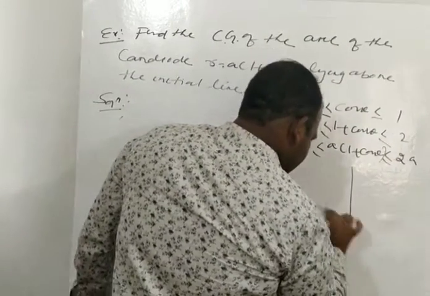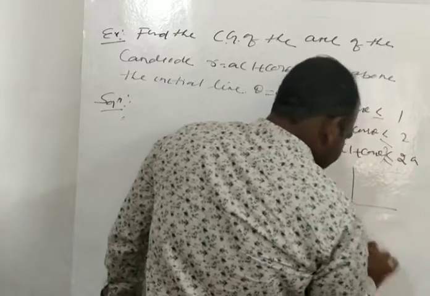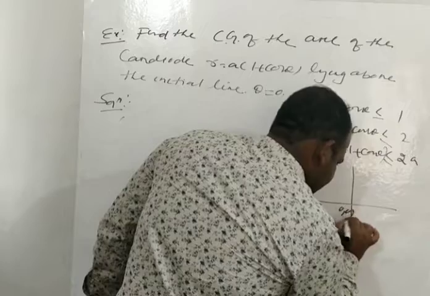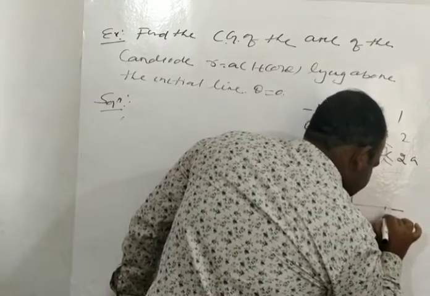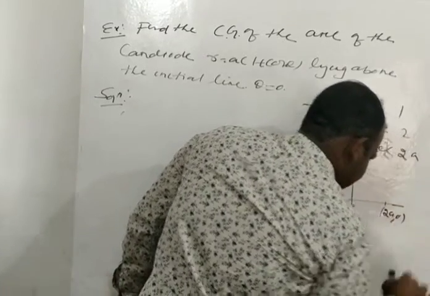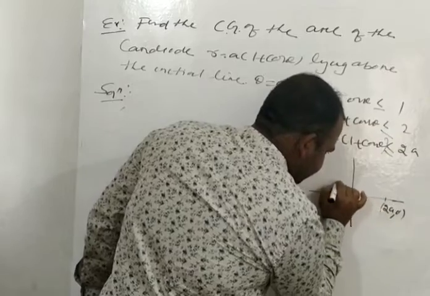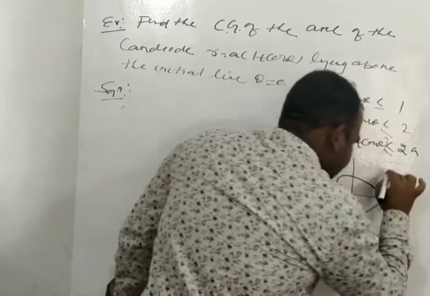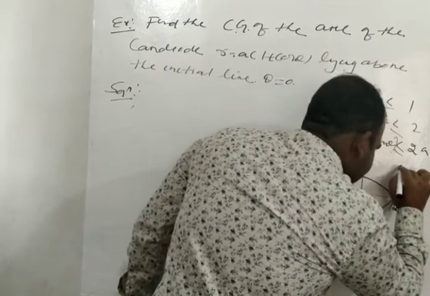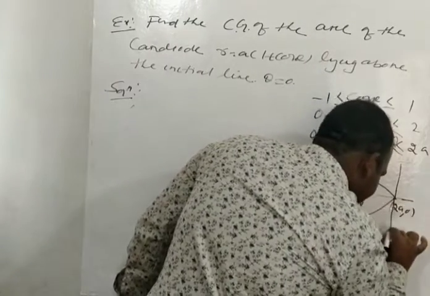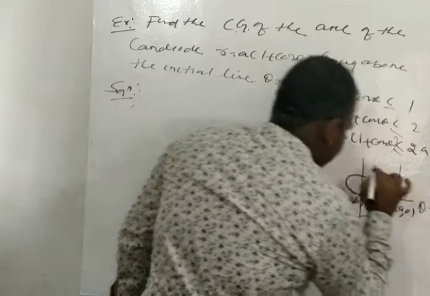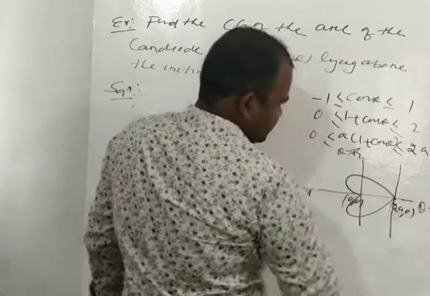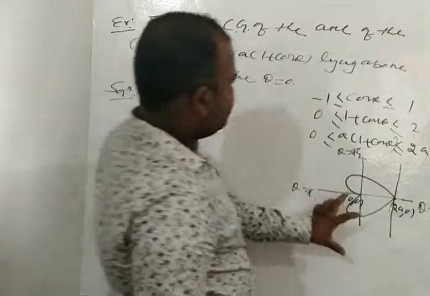You will draw a rough sketch according to the knowledge of curve tracing. This is 0, 0 and this is (2a, 0). This is the cardioid, and this is the particular point, and this is the tangent. This is theta equals 0, this is theta equals pi by 2, and this is theta equals pi. Thus you will draw the approximate path.